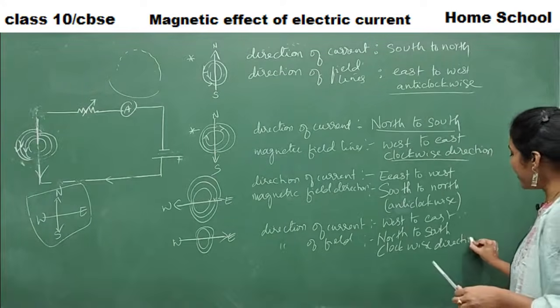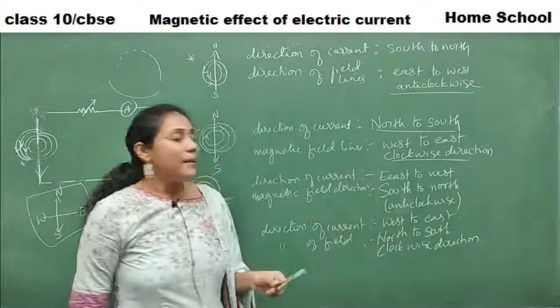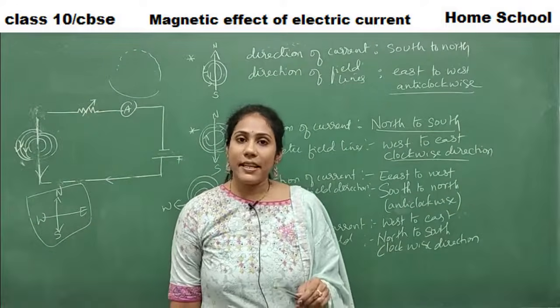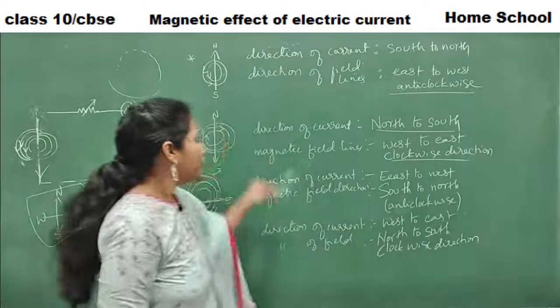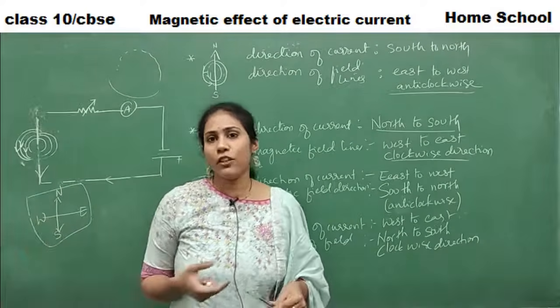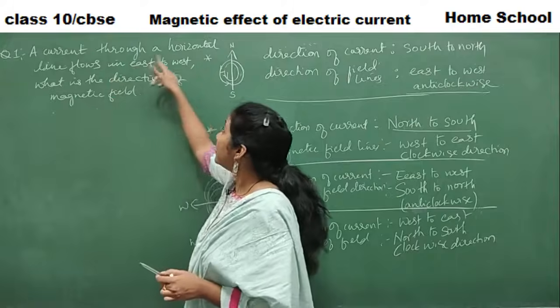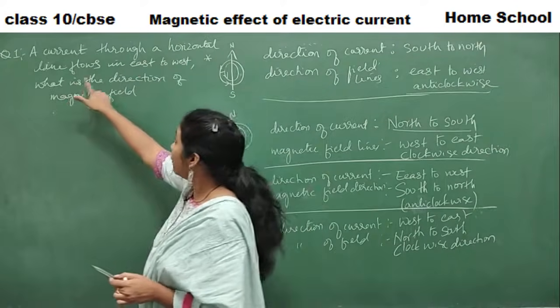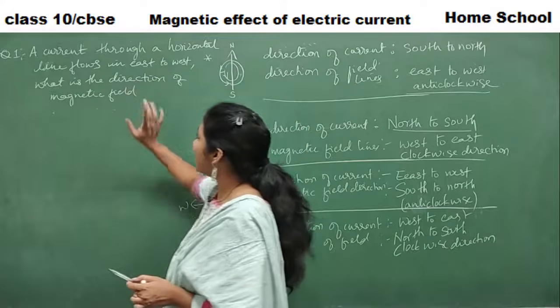So if you can remember these things, the related questions can be answered very easily in the board examination. I will show what type of question can be asked here if you know this much knowledge. Let us see with the question now. See, guys, look at the question here. A current through a horizontal line flows in east to west. What is the direction of magnetic field?